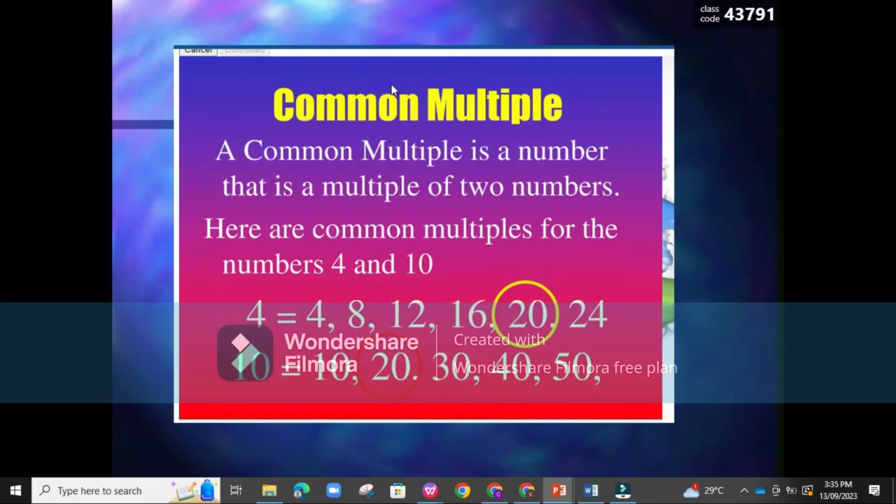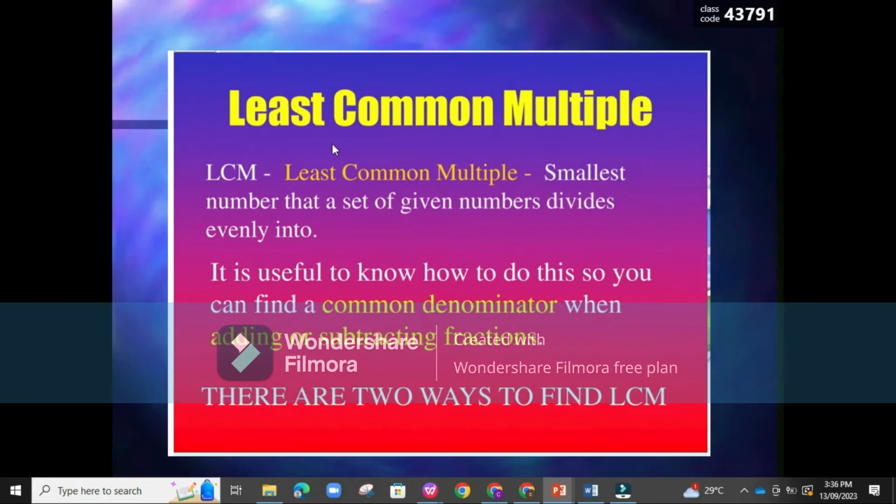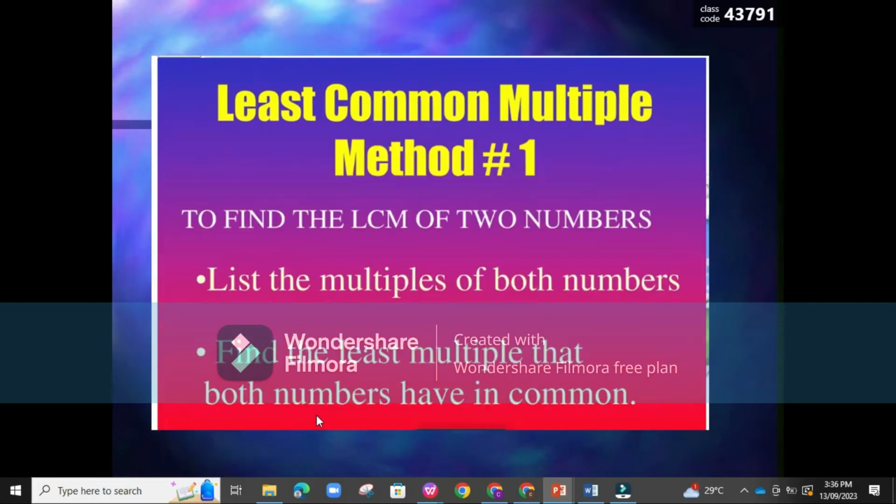Then for the common multiple, it is the same as what we discussed a while ago. We just repeat this for the sake of comparing it to the other method. A common multiple is a number that is a multiple of 2 numbers. So our common multiples are 30 and 30, and this is also the least. Again, the least common multiple is the smallest number that a set of given numbers divides evenly into. It is useful to know how to do this so you can find a common denominator when adding or subtracting fractions. And there are 2 ways to find the LCM.